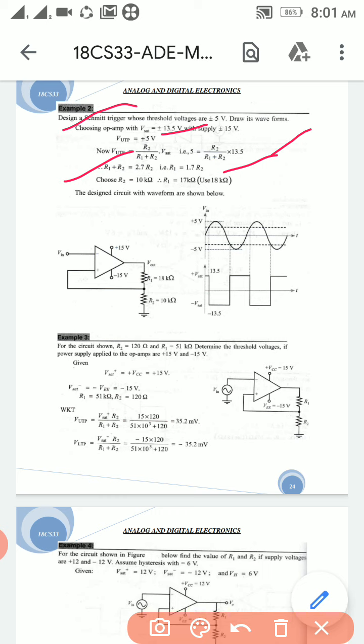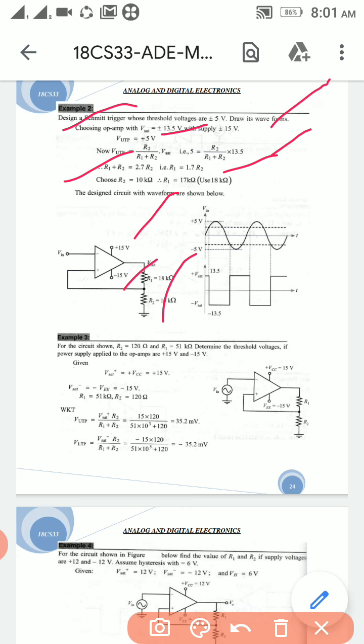After that, design a Schmitt trigger whose threshold voltage is plus or minus 5 volts has been given. So the circuit diagram is this one. Here the non-inverting terminal is used for feedback, so the input voltage has been given to the inverting terminal. For that reason the resistance values are one 10 kilo ohm and one 18 kilo ohm. After calculating, we put the resistor values here, and the supply voltage is plus 15 volts and minus 15 volts. So that is the designing of the Schmitt trigger.